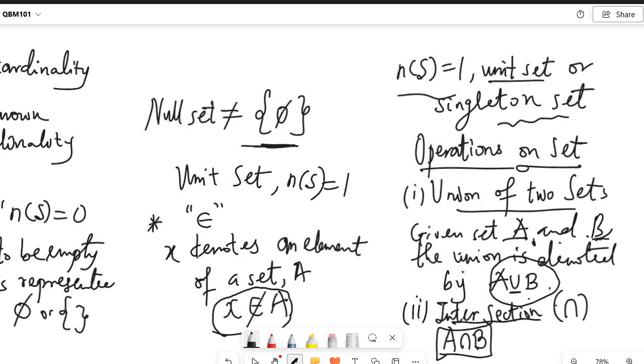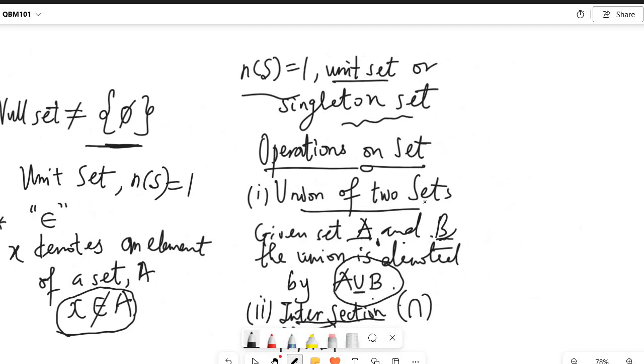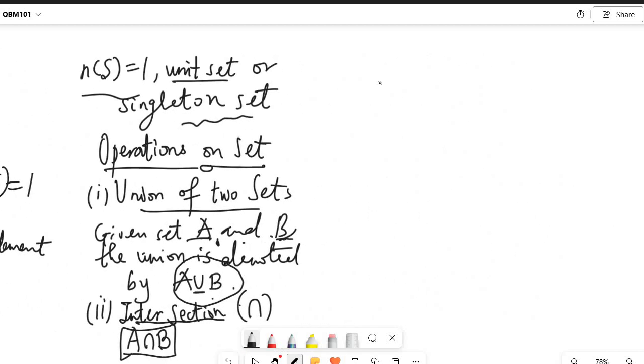Now moving on, let's see some basic examples to pinpoint what we've been saying. Alright, so let me define two sets for you.